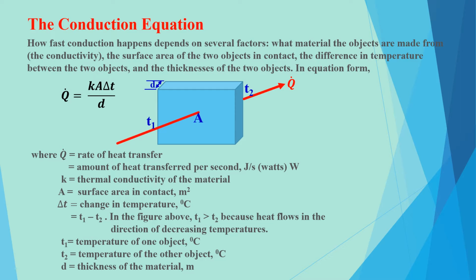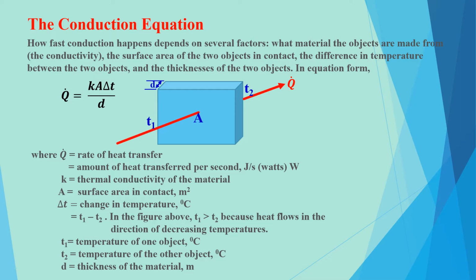In equation form, Q dot equals K times A times delta T over D, where Q dot is the rate of heat transfer. It is the amount of heat transferred per second in joules per second or watts. K is the thermal conductivity of the material. A is the surface area in contact in meters squared. Delta T is the change in temperature in degrees Celsius. It is T1 minus T2.